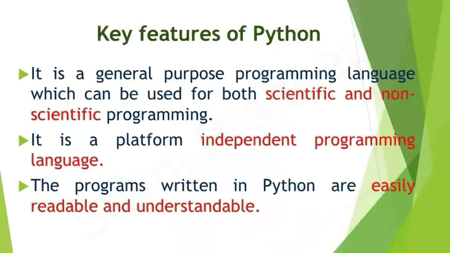Next, key features. What are the key features available in Python? First point: it is a general purpose programming language. So we can use it for scientific and non-scientific applications. We can use the Python language anywhere. You can build any applications, either scientific or non-scientific. By using Python, you can develop software, create web applications, and many other applications.